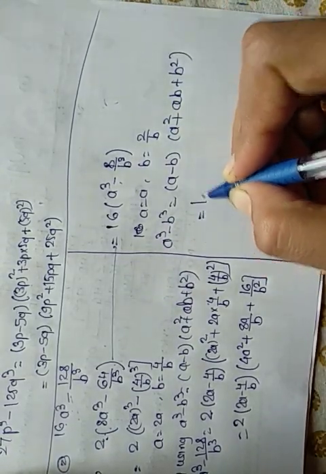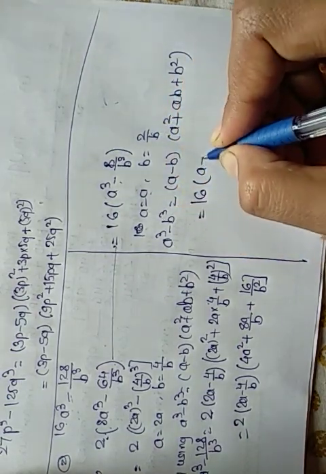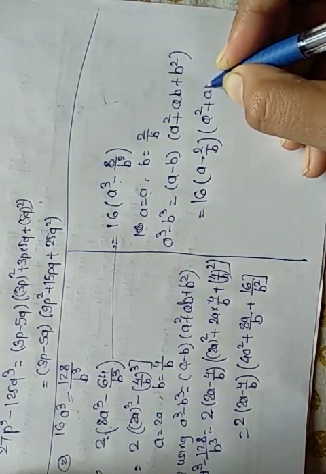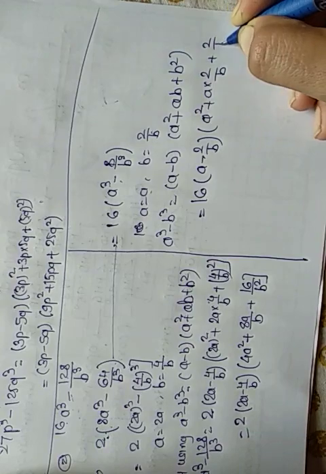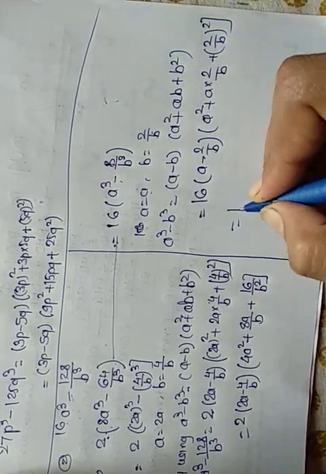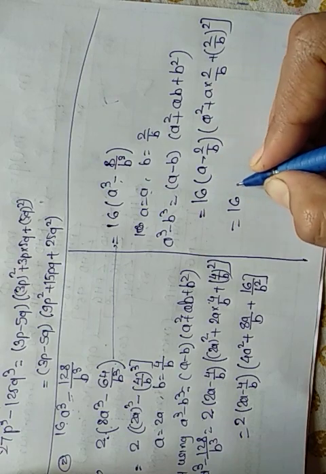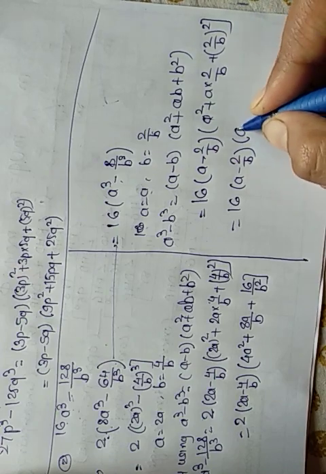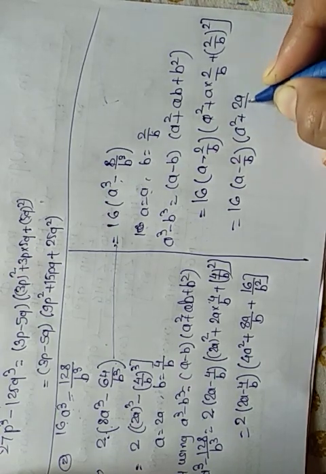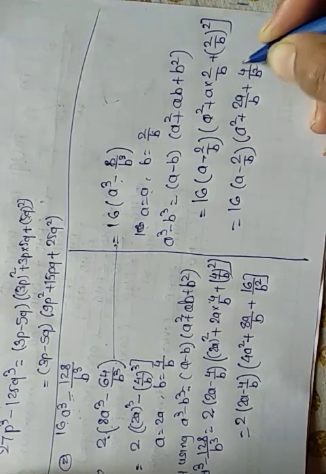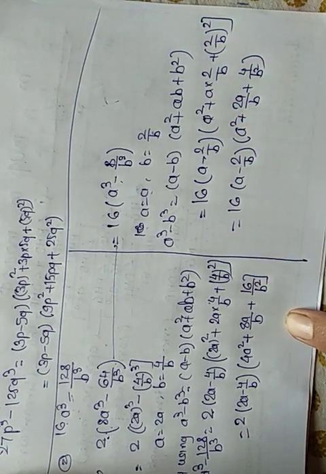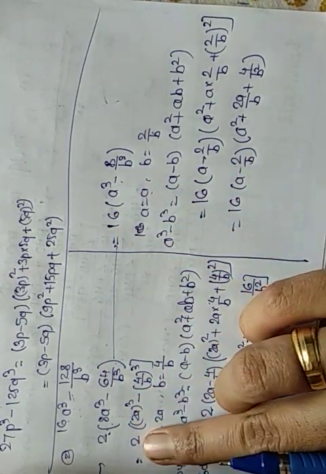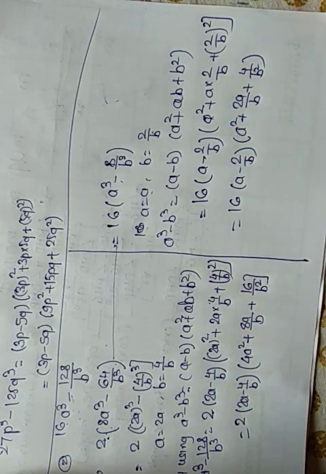If you put these values here, 16 into bracket (a minus b), that is a minus 2b, and into bracket a square plus a into 2b plus b square, that is (2b) square. So the answer is 16 into (a minus 2b) into (a square plus 2ab plus 4b square). This answer is also correct. If you take 16 common, then the answer is this. If you take 2 common, then the answer is this. Both answers are correct.